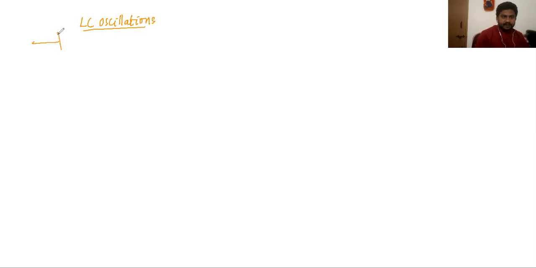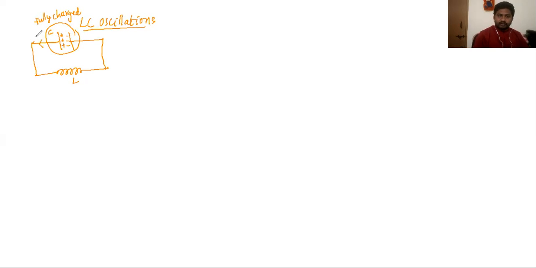Carefully see. There is a capacitor and there is an inductor. There is a capacitor and inductor. There is no battery or cell connected in the circuit. Remember, this is the capacitor and this is the inductor. The capacitor will have a positive plate and a negative plate. When this capacitor is fully charged, what happens?